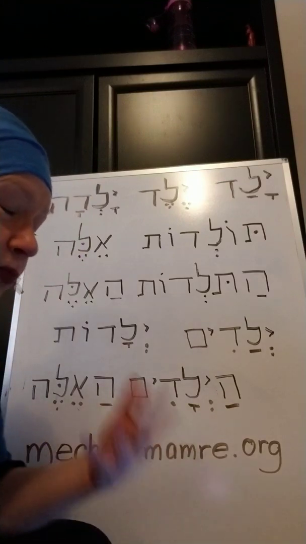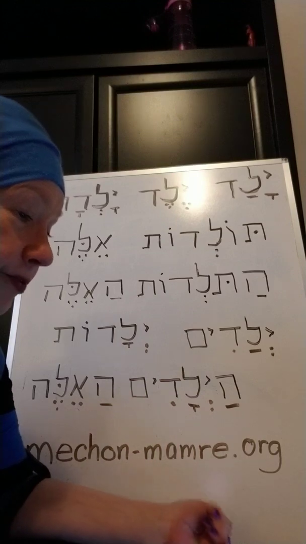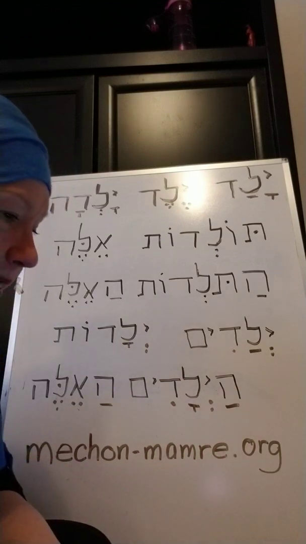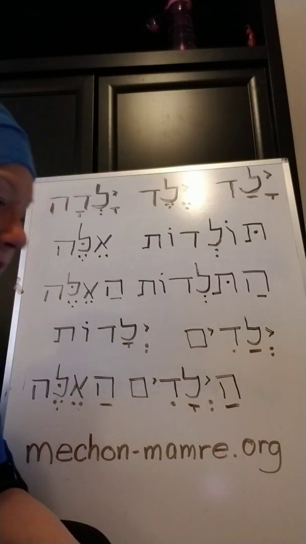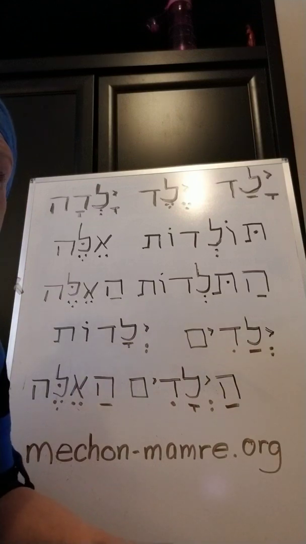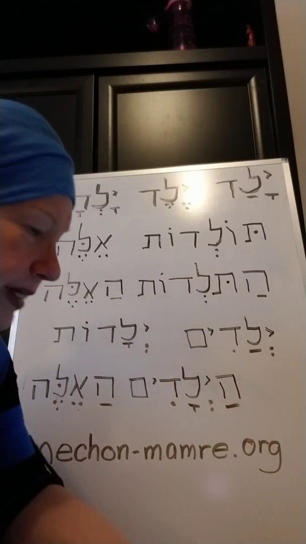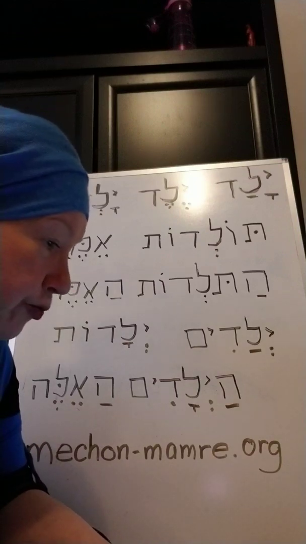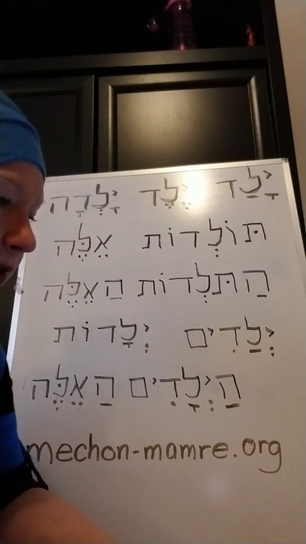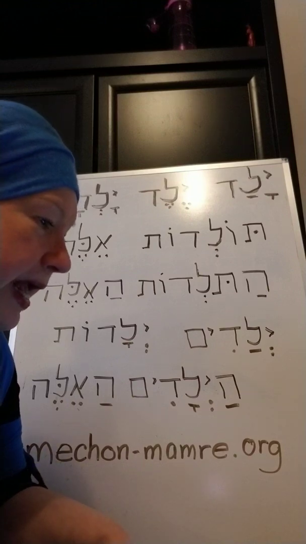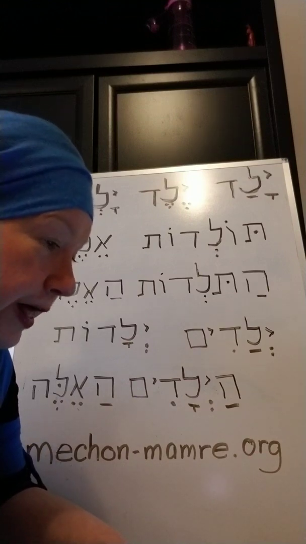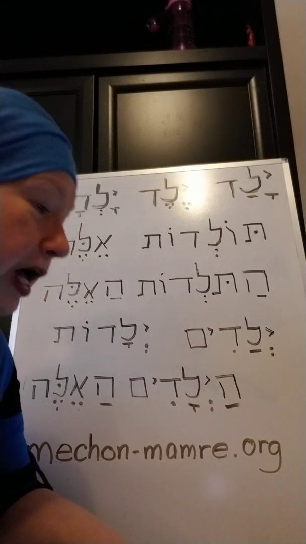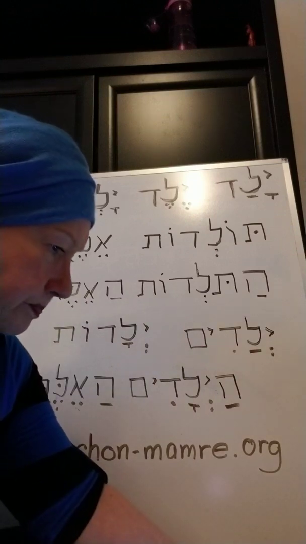If you translate that, it's and these, and your translation might be now these. The va for and can get translated a lot of different ways. Now these, or and these generations Peretz. So you have to supply some words. And these are the generations of Peretz.